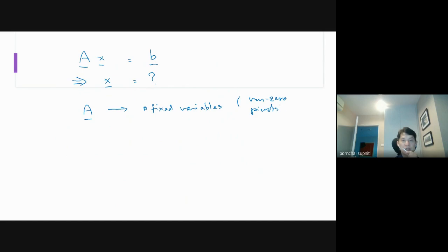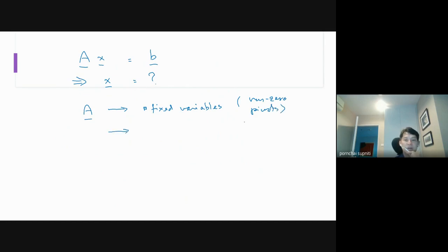Okay, so last time, before the midterm, we were looking at the concept called the general linear system, right? Where we have a system AX equals B, and we try to solve for X, right? In doing so, we looked at the matrix A and tried to determine the number of fixed variables. We converted this matrix A using Gaussian elimination and looked at the pivots. The non-zero pivots correspond to the fixed variables.